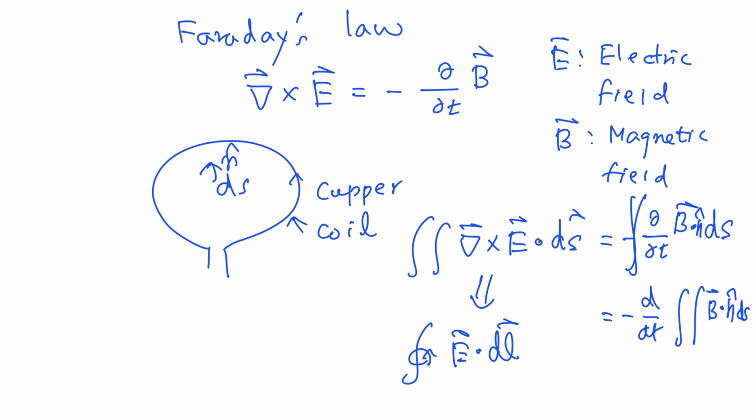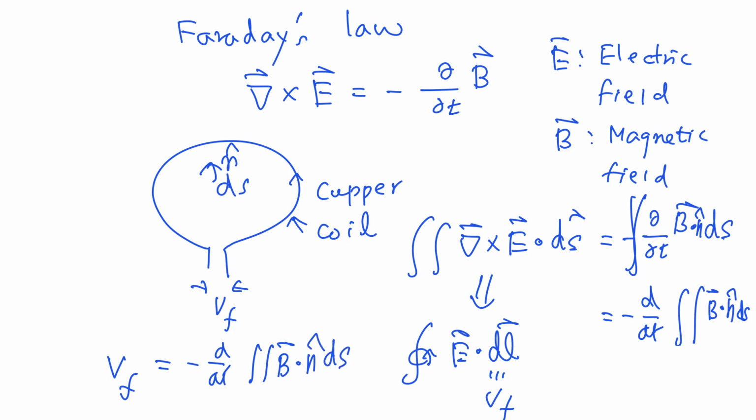So if we integrate this electric field along this line, we generate some potential Vf. So he found that Vf is, and this is magnetic flux. Okay, he found that if you have a closed loop and if you have a change of magnetic flux, it generates voltage.